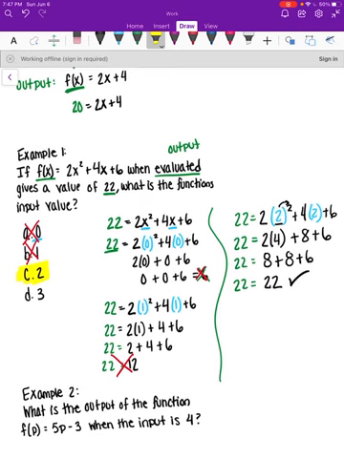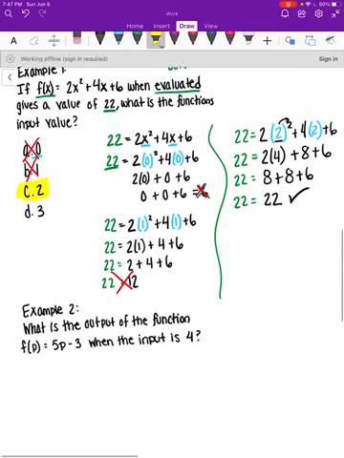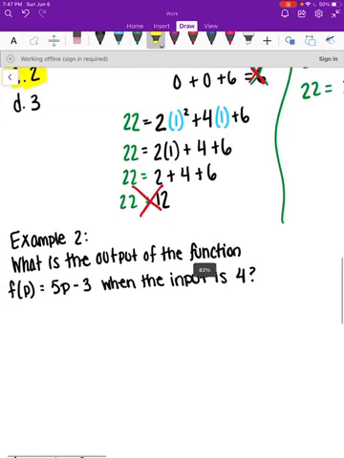All right, let's try another one. That's if you are given the output and you need to find the input. So let's try example 2 because it's a little different. This one says, what is the output? So I want to find the output, this number here, of the function f of p equals 5p minus 3 when the input is 4. So my input is 4, so I'm going to input it into the equation.